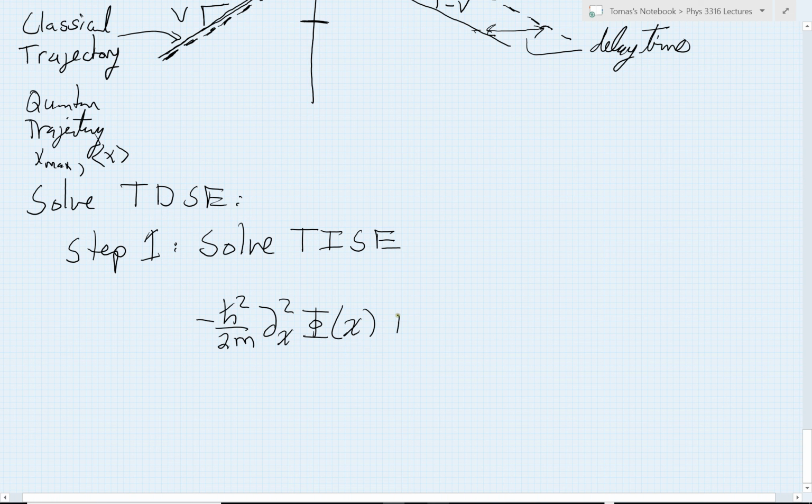plus the potential, right? I'm not in free space anymore, times, again, my pure state wave function, has to give me back then the energy of this state times my pure state wave function back again. And again, as I said, later we'll come back once we understand these solutions and find some appropriate label or index for these pure states of energy.